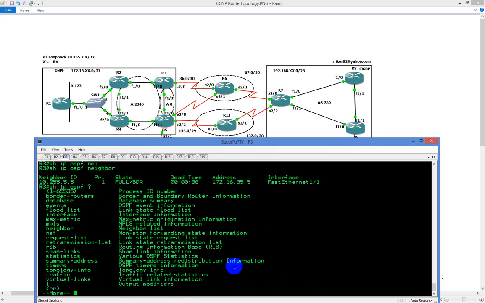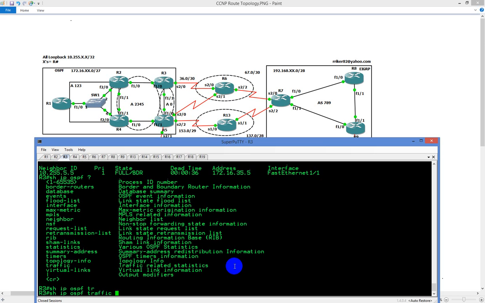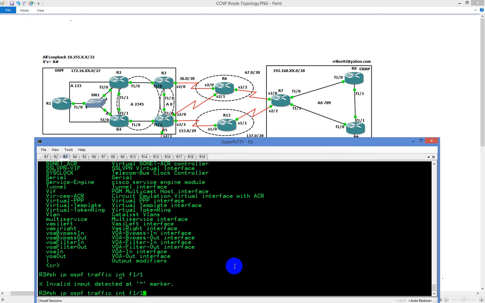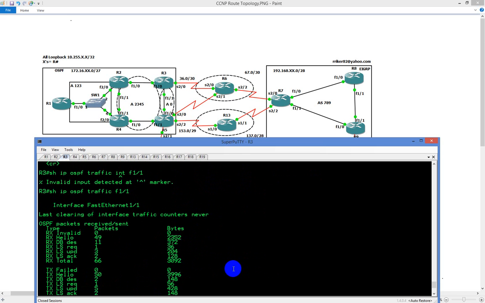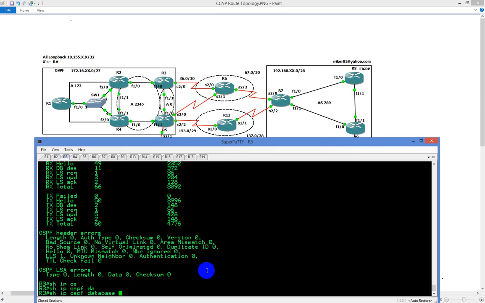I'm also going to type in traffic and interface fast 1/0 1/1. This is just giving me an idea of what type of traffic is going back and forth, which really isn't a whole lot. Now I'm going to take a look at the show ip ospf database and hit enter.